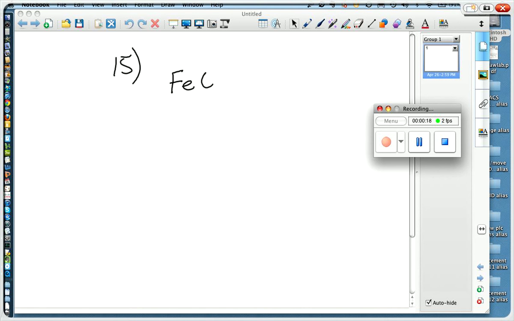Iron 3 hydroxide looks like this. The iron 3 hydroxide is going to be in equilibrium with iron 3 ions and with hydroxide ions. There will be 3 hydroxides. You know the KSP. You do not know the concentration of the iron nor the hydroxide.